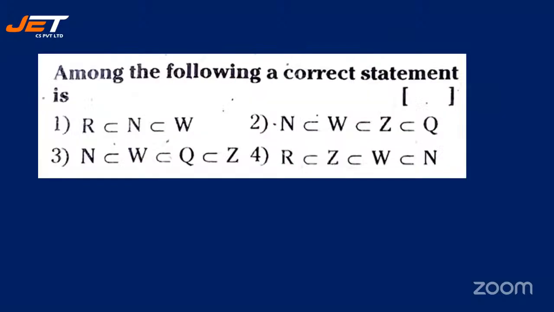Now see the next question. Among the following, a correct statement is dash. I repeat, among the following, a correct statement is dash. R is a subset of N is a subset of W. N is a subset of W is a subset of Z is a subset of Q. N is a subset of W is a subset of Q is a subset of Z. R is a subset of Z is a subset of W is a subset of N.